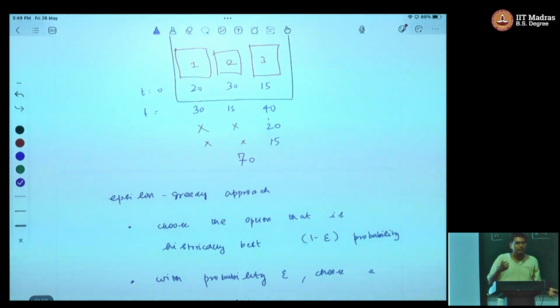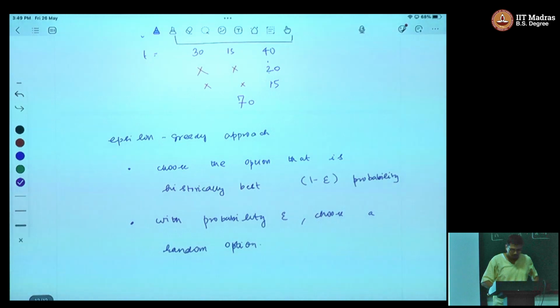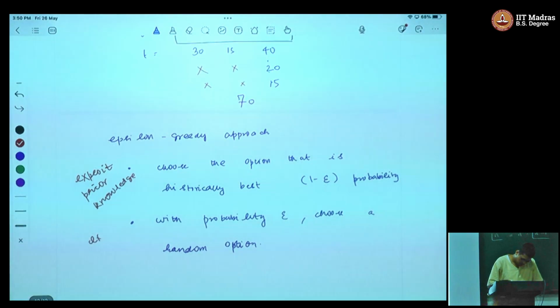Every time you have to balance exploration, which is basically you have to exploit what you already know, exploit prior knowledge, but at the same time explore options. Right? So all of reinforcement learning deals with what is known as this explore and exploit problem.